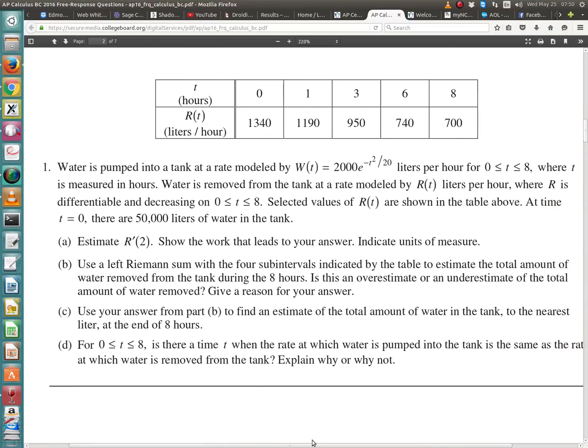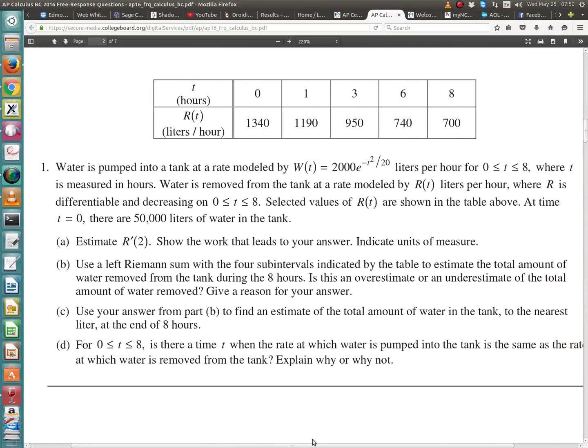All right, so 1A. How do you estimate R prime of 2? Any ideas? Who are you going to subtract for delta y? Well, who's delta y really? It's not really delta y, it's delta R over delta T. So what values are you going to use to get close to R prime of 2? 3 and 1. Okay, let's do that.